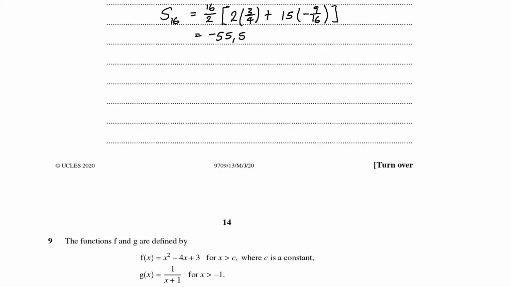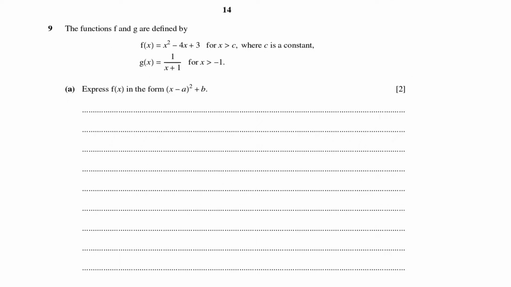Let's now scroll down to question number 9. Question 9. The functions f and g are defined by f of x is equal to x squared minus 4x plus 3 for x greater than c, where c is a constant, and g of x is equal to 1 over x plus 1 for x greater than minus 1. So in part A, express f of x in the form x minus a squared plus b. So here, what is required is for us to complete the square. We have f of x here as x squared minus 4x plus 3.